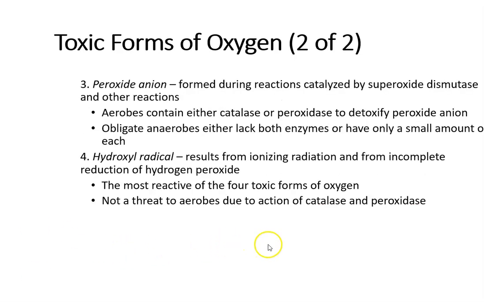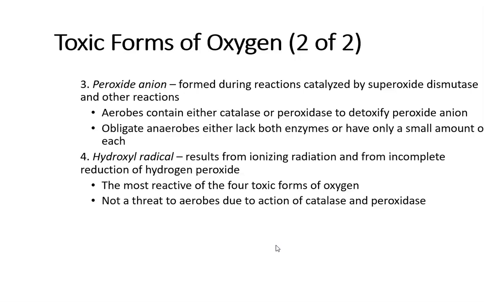Peroxide ions can form from this enzyme. Aerobes contain either catalase or peroxidase, these two enzymes that detoxify peroxide, so not a problem. Obligate anaerobes either lack both of them or only have one of them. So again, that will kill them. So if you're an anaerobe, you got a problem getting anywhere near oxygen.